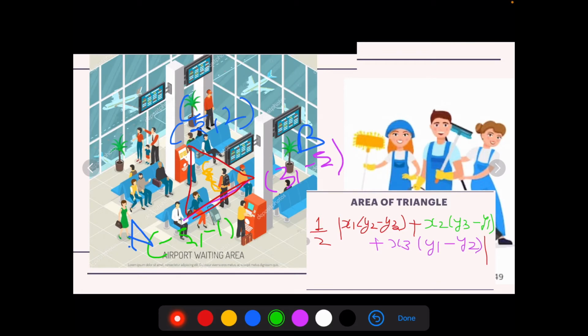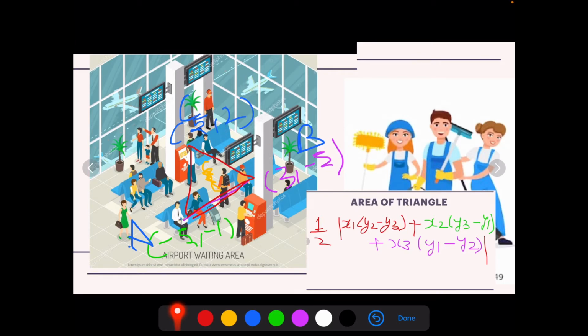Right, so now moving on, we have the coordinates. Let me read out the formula for you. The area of the triangle is half times x1 into (y2 minus y3) plus x2 into (y3 minus y1) plus x3 into (y1 minus y2). Now we have all the coordinates. We have -5 as x1 and -1 as y1, and 3 as x2 and -5 as y2, and x3 as 5 and y3 as 2.